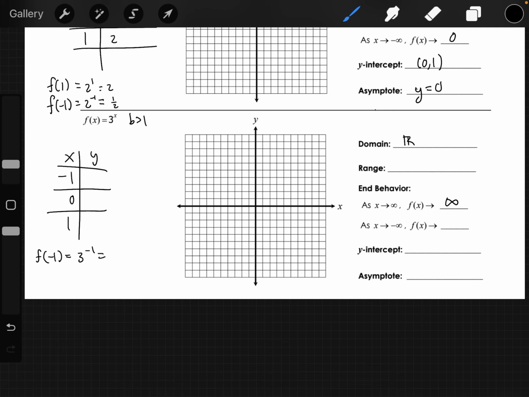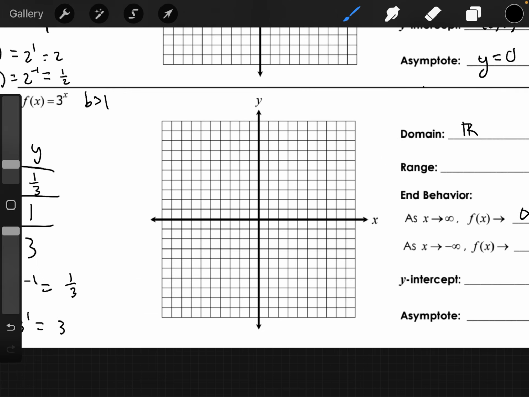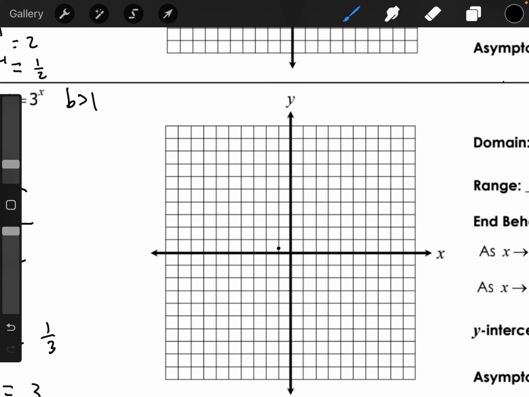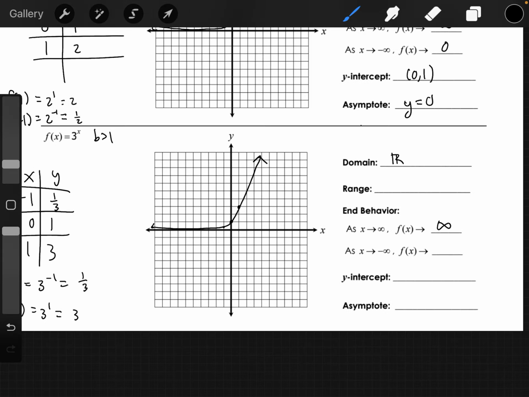So when x is negative 1, 3 raised to the power of negative 1 is 1/3. When x equals 1, 3 raised to the power of 1 is 3. So we'll plot the points here at 1/3, 1, and 3. We'll sketch this line.